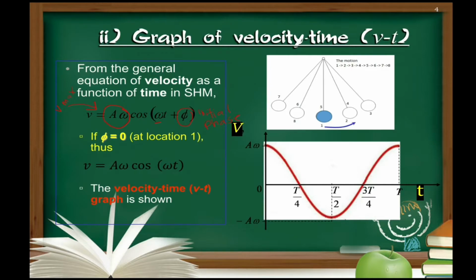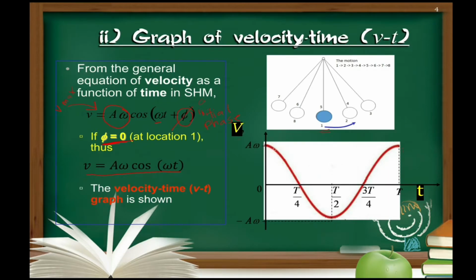Now let's check what my initial phase is. I want to use the location at number 1 as my initial phase. If I'm using location 1, that means phi is 0 there. Phi 0 means no initial phase. There is no starting point except from the equilibrium. So if this is 0, then you end up with v equals A omega cos omega t. What function is this? Cos. So you have a graph of v versus t with the cos graph.